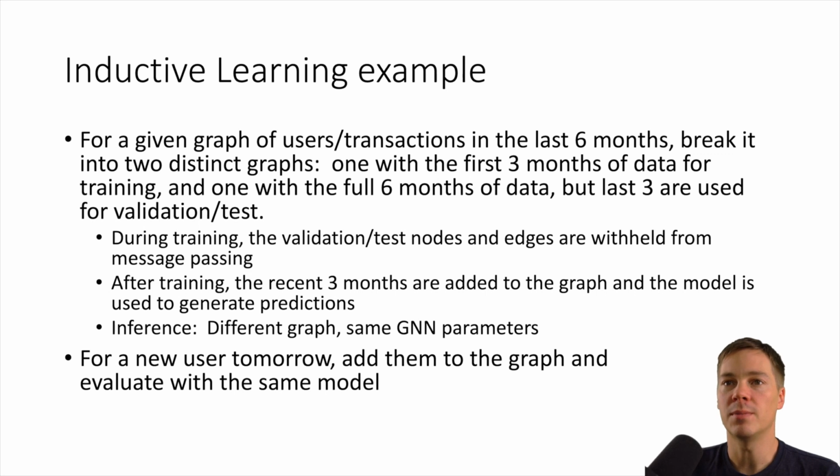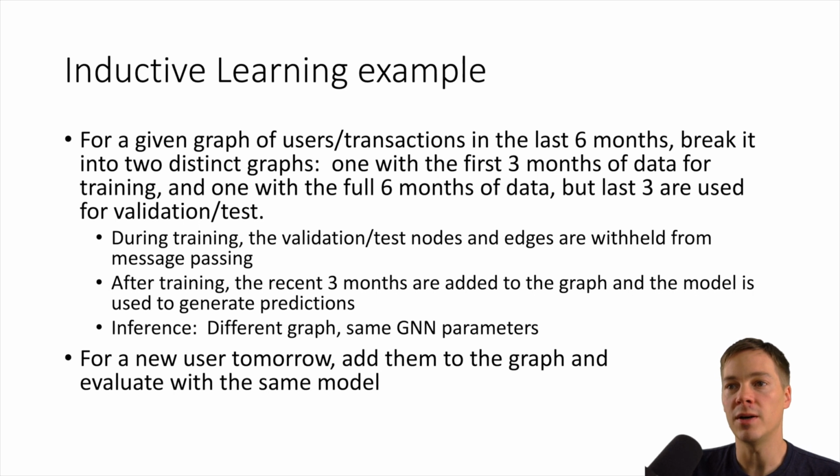An example of this might be that, let's say you have the same graph of users and transactions in the last 6 months, but now you break it into two distinct graphs. One with the first 3 months, which will be used for training, and then the second graph is going to include the full 6 months, but the last 3 are used for validation and test. So the second graph actually includes the first graph, but it has extra stuff, which are the validation and test.